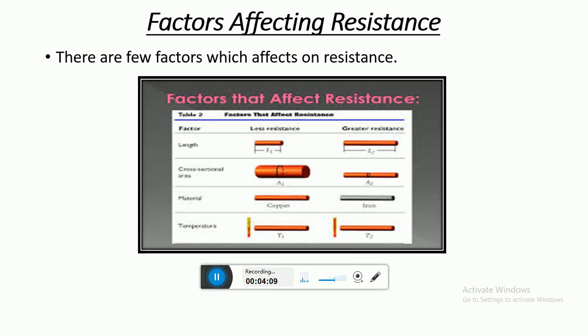Now the question is: what are the factors affecting resistance? There are two main factors given in your book, but here we are going to discuss four factors which are given in the figure or table below. In the book, the first factor is the thickness of the wire. Look here, it's a thick wire, and the second one is a thin wire. This is related to the cross-sectional area. A thick wire has a larger cross-sectional area, and a thin wire has a small cross-sectional area.